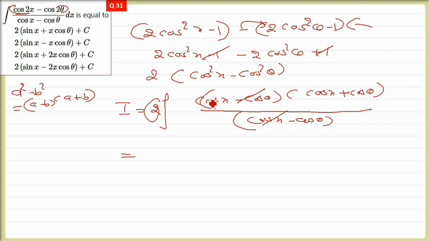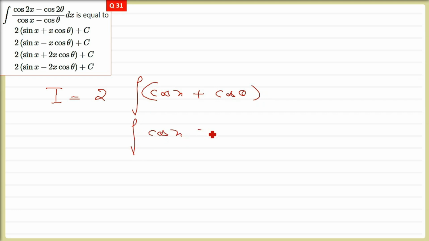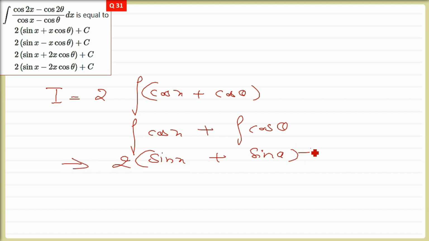So let's deal with this 2 later, and we have to integrate cos x and cos theta separately. I mentioned to you, cos x is cos x, but cos theta is just any other constant. So let me write it again. I equals twice the integration of cos x plus cos theta. We will separate them out and integrate separately. Integration of cos x and integration of cos theta. Cos x integration is sin x, and cos theta is sin theta. Okay. Now this is a mistake which most people will make. Can you identify what I did wrong?